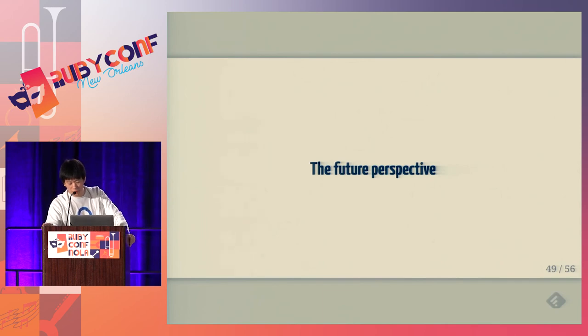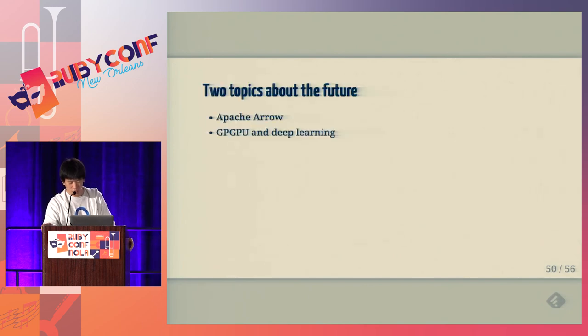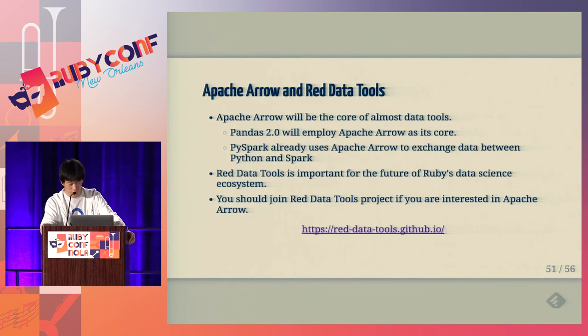The last part of this talk is the future perspective of Ruby in data science. I want to explain two topics about the future. One is Apache Arrow, and the other is GPGPU and deep learning. Apache Arrow is an efficient data format and is going to have efficient data manipulation operations. So I think it will be the core of almost all data tools in the future. It's already decided to replace the core part of pandas 2.0 with Apache Arrow, and PySpark already uses Apache Arrow for exchanging data between Python and Spark.